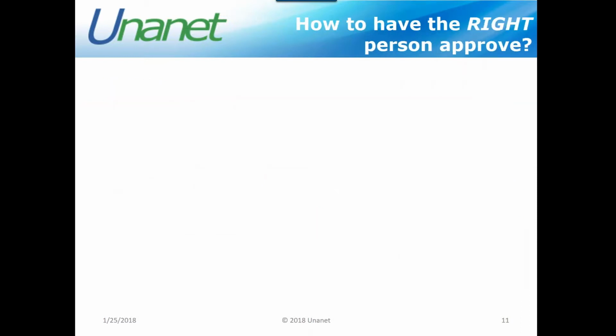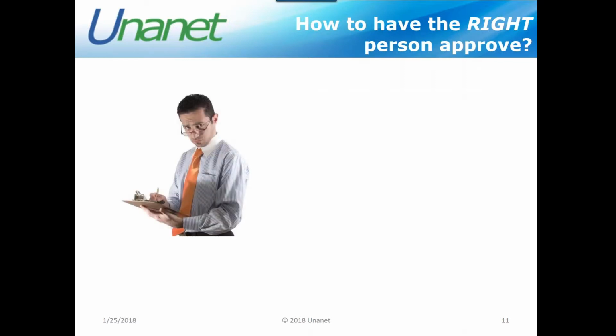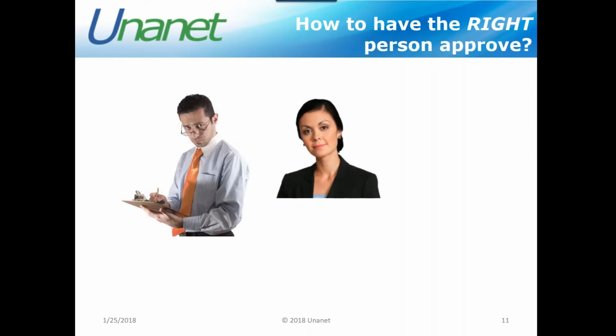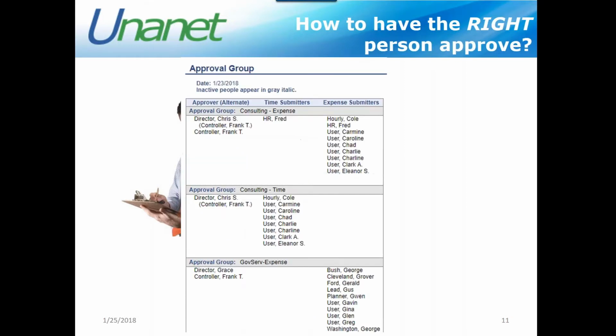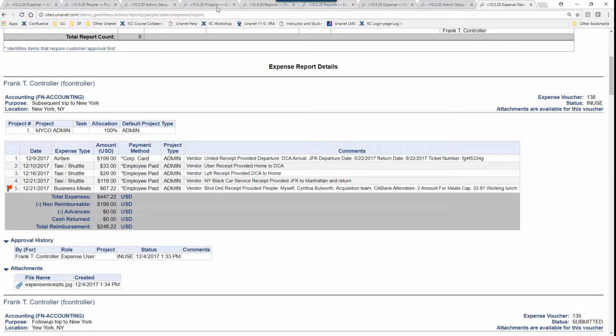Okay, so now the next question was, well, how do I know that I have the right person to approve? Do I just need one person approving an expense report? Or if he's not the right person, is she the right person? Or maybe I need to have both of them approve an expense report. So a way that we can find out who we've got set up and make some determinations, by analyzing that data of, do I have the right people, is we have the approval group reference report that we can go and take a look at. And so this is one area that we can go to. And let's go ahead and go back over into Uninet and take a look at that.